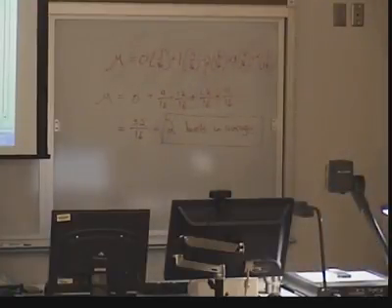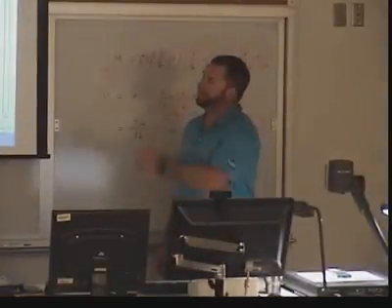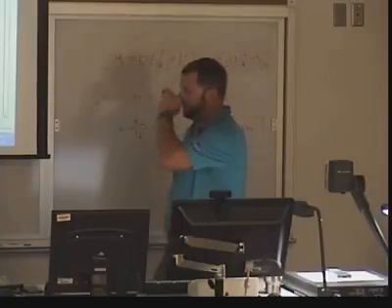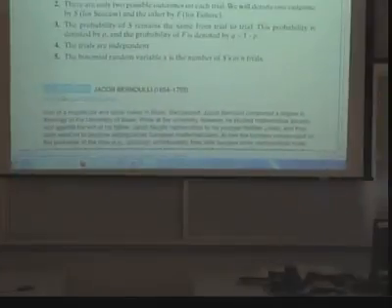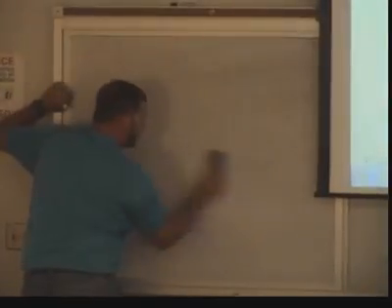All right? The experiment consists of n identical trials. If I'm shooting free throws and then I go back and shoot a three-pointer, I can't include that in the same experiment. They have to be the exact same trial. So one, the experiment consists of n identical trials.